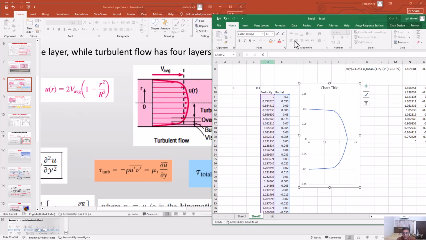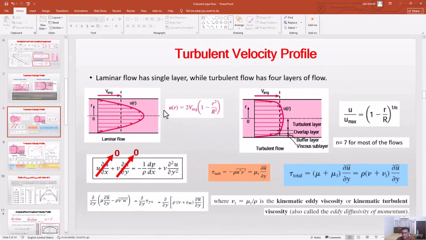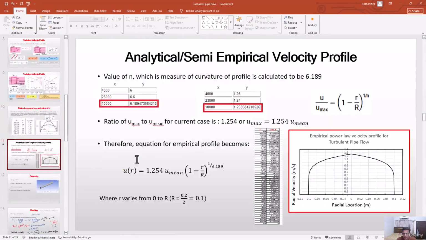Okay, so now we have the velocity profile from this equation. Now we will solve the CFD, and from CFD we have a velocity profile that is from the result of the simulation, and we compare this analytical, empirical profile with our CFD profile, and let's see how much accuracy we have. And similarly we will compare delta P pressure drop, Darcy friction factor and the coefficient of friction. This is written here as well.